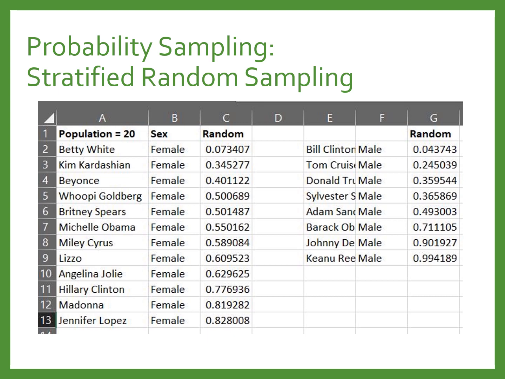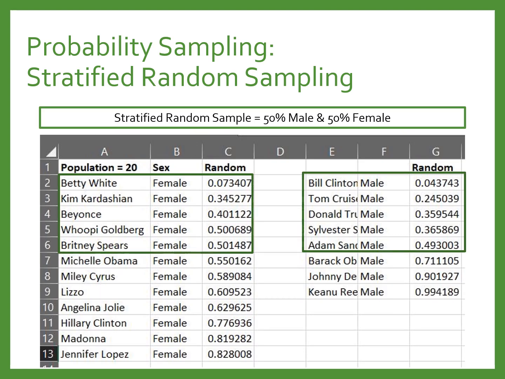Now you can separate those two groups, the males and the females, and use the random number generator, that equals rand feature that I showed you earlier, to create random numbers. And then you want to sort them, like I showed you earlier for those random samples without replacement. You want to sort those based on highest to lowest or lowest to highest.